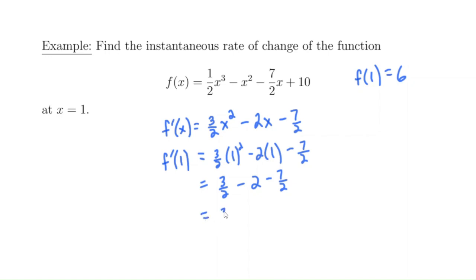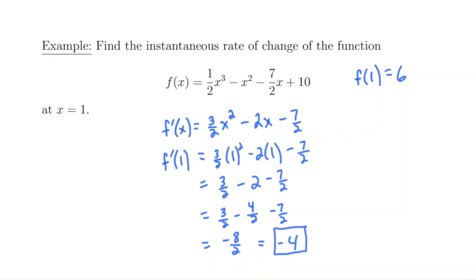And we could get a common denominator here. Let's get a common denominator of 2. Notice that 2 is the same thing as 4/2. So we have 3/2 minus 4/2, that'd be negative 1/2, minus 7/2, which would be negative 8/2. Now negative 8/2 is the same thing as negative 4. So the instantaneous rate of change of this function at x equals 1 would be negative 4.